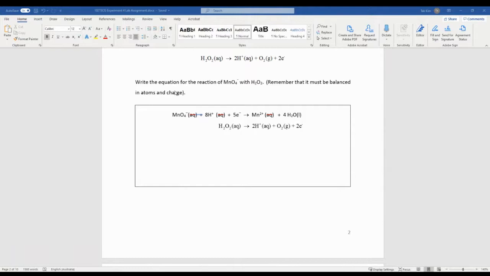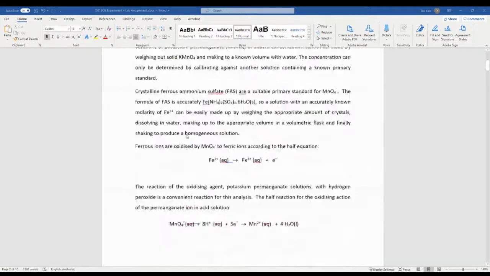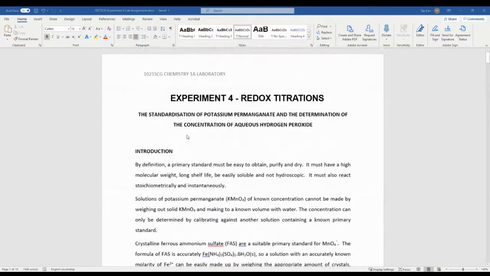Okay, guys, this is a session for your experiment 4, redox titration. In this experiment, you're supposed to do 2 series of titrations to find out something unknown.